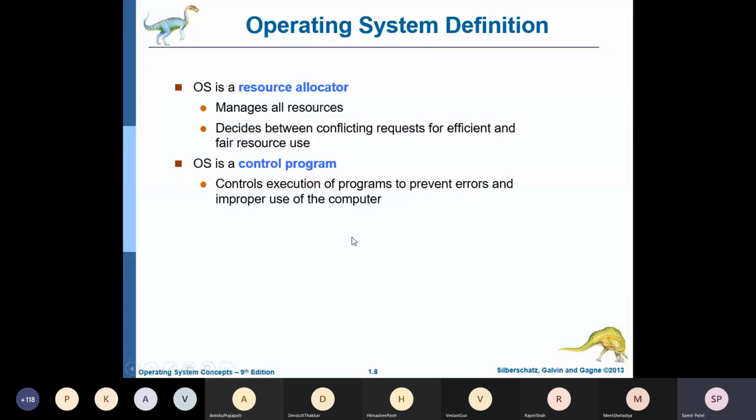So the OS is basically responsible for making sure that the programs are properly managed and controlled. In case of any errors, it also has to prevent those errors and the improper use of computers.